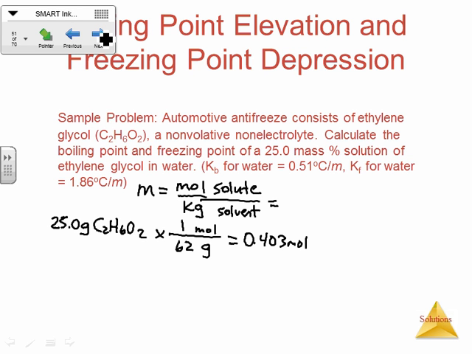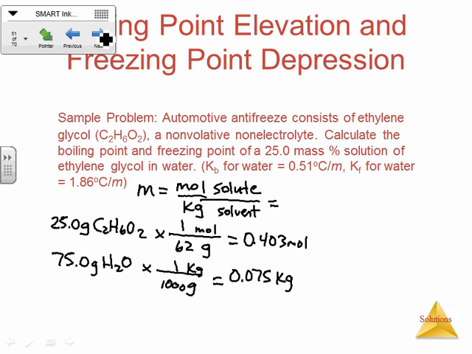Then we also need to know the kilograms of our solvent. So what's the mass of our solvent here? If we're assuming we have 100 grams of solution, which we did, we need to stay consistent with that. 75 of those grams is going to be water, right? Some of you don't need to do dimensional analysis for this, probably most of you don't. But 1,000 grams in a kilogram, so you divide by 1,000, that's going to give you 0.075 kilograms.